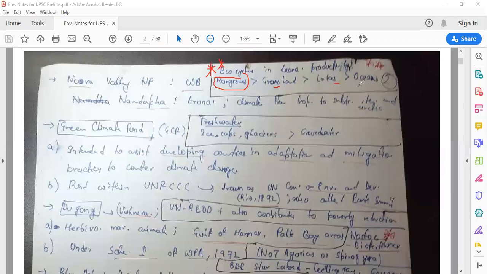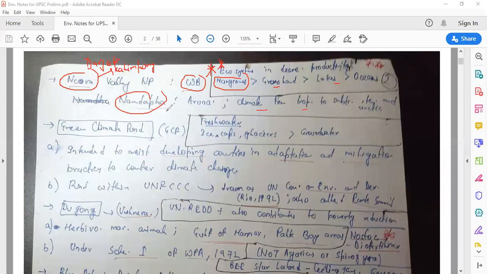Our previously asked question: Neora Valley. Neora Valley is in West Bengal. And where in West Bengal? It's near Kalimpong. And Kalimpong is near Darjeeling, right? So Neora Valley National Park is in West Bengal. Namdapha National Park is in Arunachal Pradesh. And here the question has been asked again: the climate ranges from tropical to subtropical to temperate and Arctic.